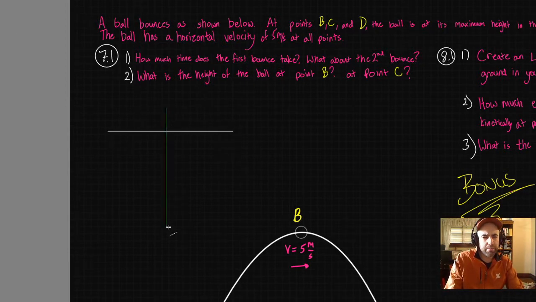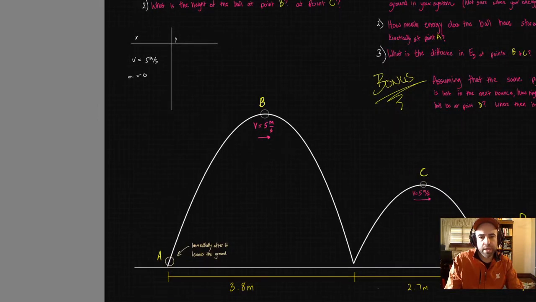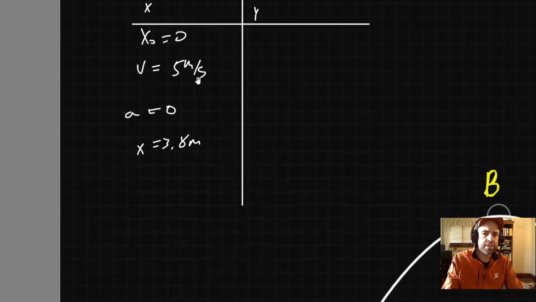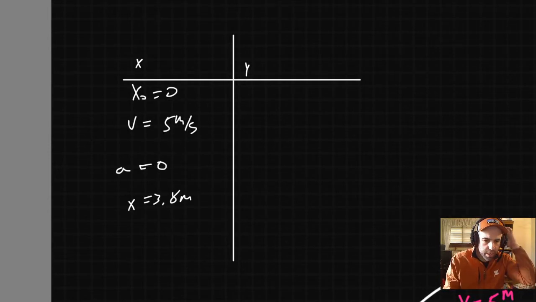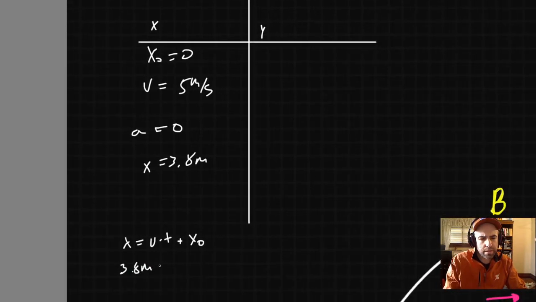So let's go ahead and make ourselves a little horizontal vertical chart. Horizontally, we know that this thing pretty much stays at 5 meters per second the whole time. There's no acceleration. And in this first bounce, we know it goes a total of 3.8 meters. So if it starts at 0, it ends up at 3.8 meters. So the question is, in this first bounce, how much time does that take? That's not too bad. Position is equal to velocity times time plus initial position. So 3.8 meters is equal to 5 meters per second times t. T equals 3.8 over 5.